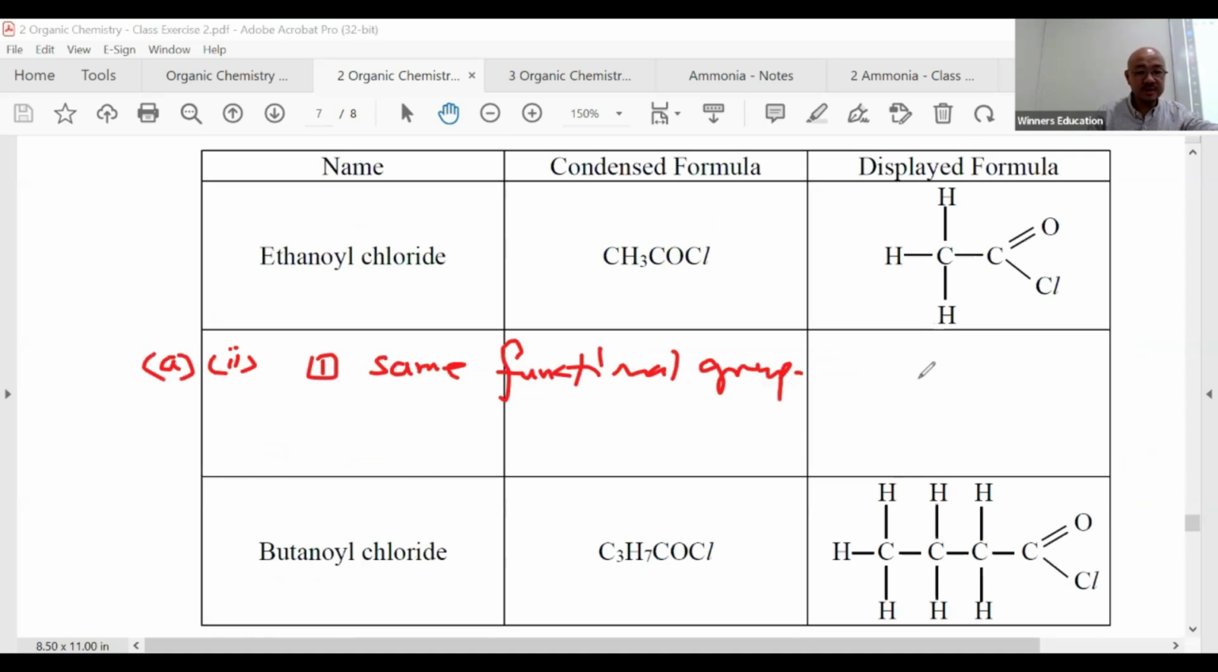All right, if you want, you list it out, nothing wrong. COCl. Dash COCl, right? Like acid, right? Then what's the second point? They increase by CH2.